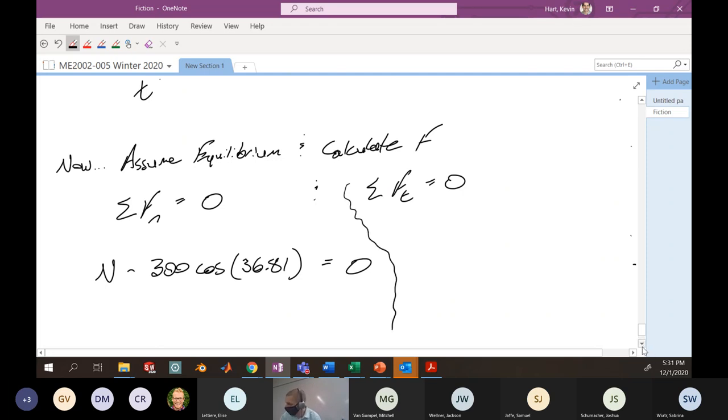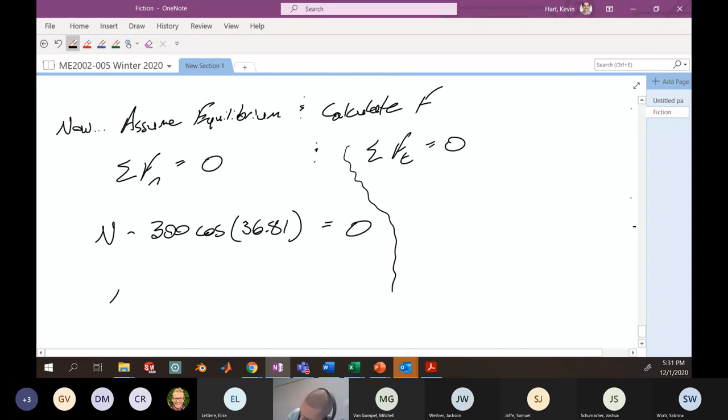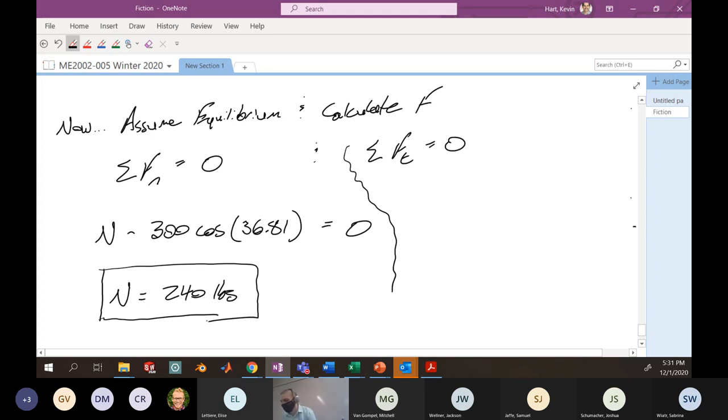So I'm keeping my analyses separate here. I can solve here then and determine that the normal force on this particular plane is 240 pounds. Hopefully we're all comfortable with that sort of analysis, nothing friction related at this point. Right? Now I'm assuming equilibrium and I want to calculate what frictional force is required to keep me in equilibrium.